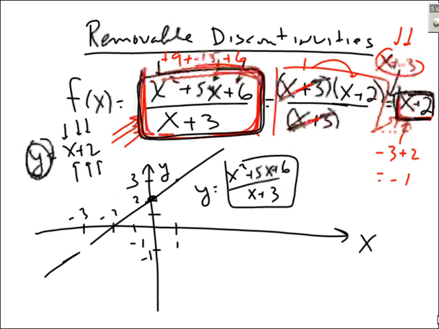Now, when do you have a removable discontinuity? Well, why was negative 3 a removable discontinuity? And the answer was, we crossed off x plus 3 over x plus 3. Okay, that is, there was an x value, namely negative 3, that made the numerator and the denominator equal to 0. Whenever that's the case, you have a removable discontinuity. You have a removable discontinuity when an x value makes the top and the bottom both 0.